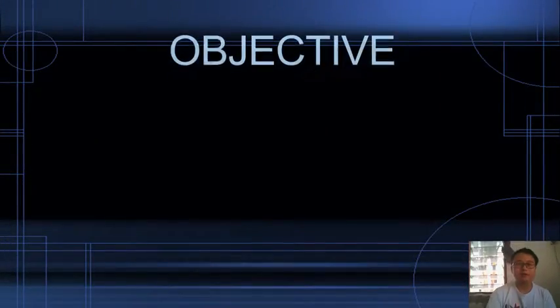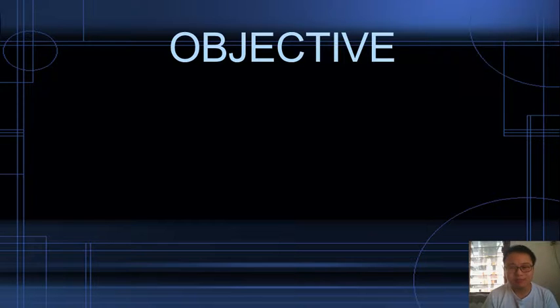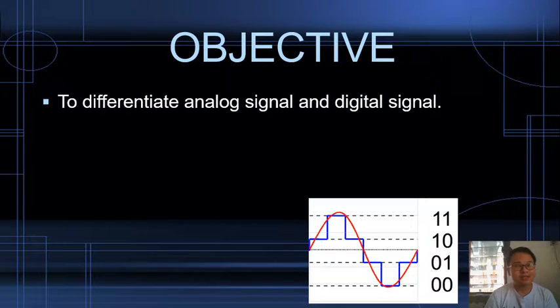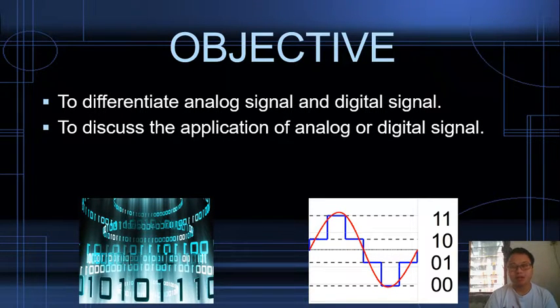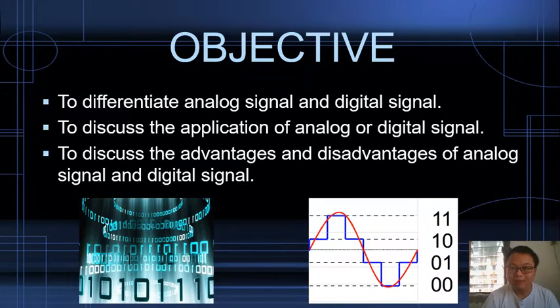So, first of all, let's talk about the objective of this tutorial. The first objective is we will try to differentiate between the analog signal and digital signal. The second objective will be to discuss the applications of analog and digital signals. And the last one will be to discuss the advantages and disadvantages of analog signal and digital signal. So let's move on to the next slide.